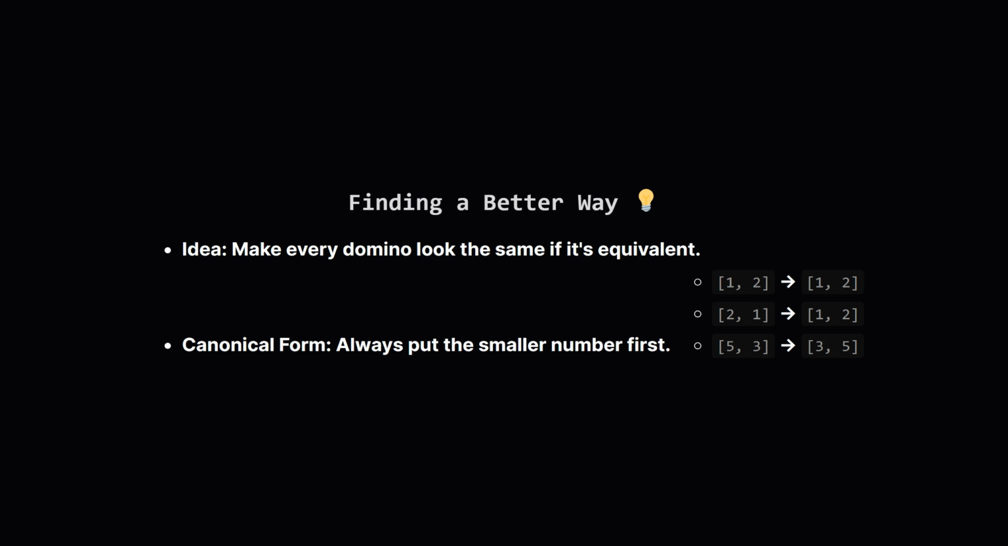Okay, the tricky part is that 1, 2 and 2, 1 should be treated as the same thing. What if we could represent every domino in a standard, or canonical, way? A simple rule could be, always put the smaller number first. So, if we see 1, 2, it stays 1, 2. But if we see 2, 1, we transform it into 1, 2 as well. If we see 5, 3, we transform it into 3, 5. Now, if two original dominoes were equivalent, their canonical forms will be identical. This makes comparing them much easier.